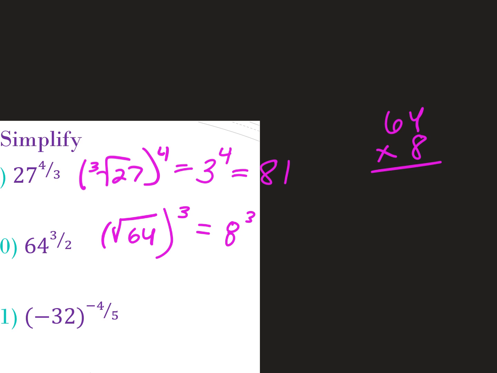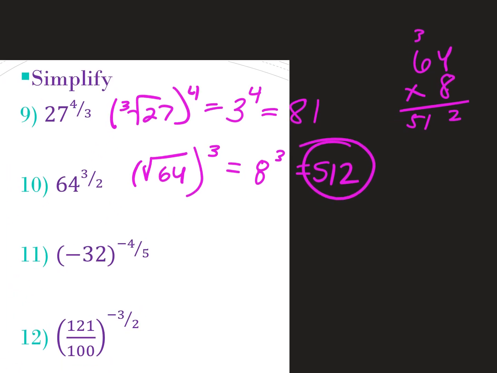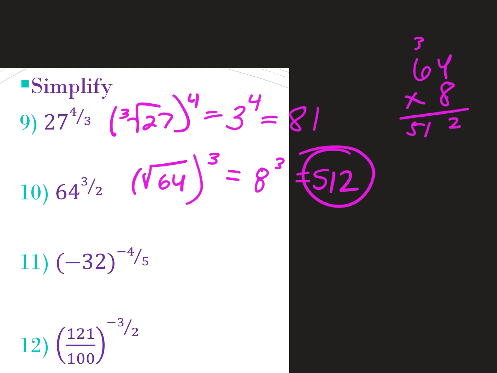We're going to take 64 and multiply it by 8, right? So 8 times 4 is 32. Are you guys with me? Okay. And then it's 512. Perfect. If you don't do mental math well, no big deal. Write it down on paper. Okay, we'll look at it.